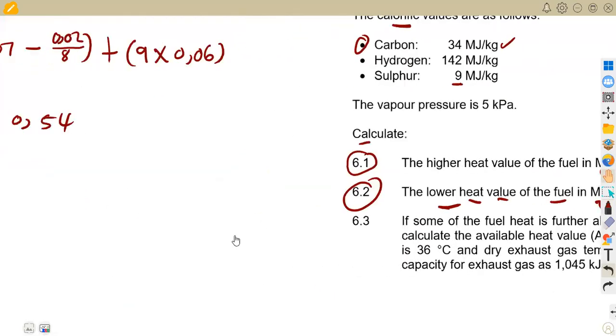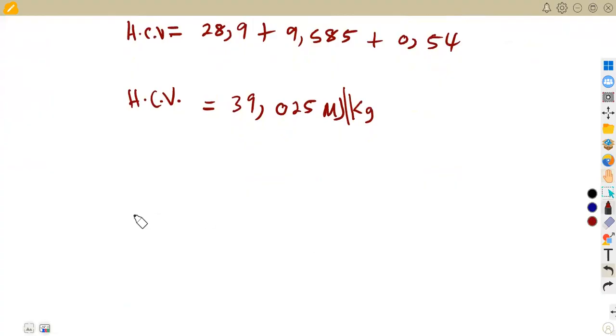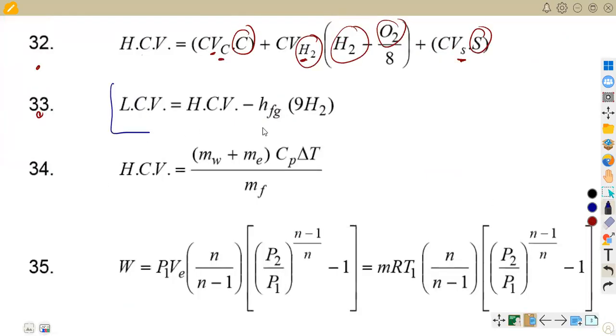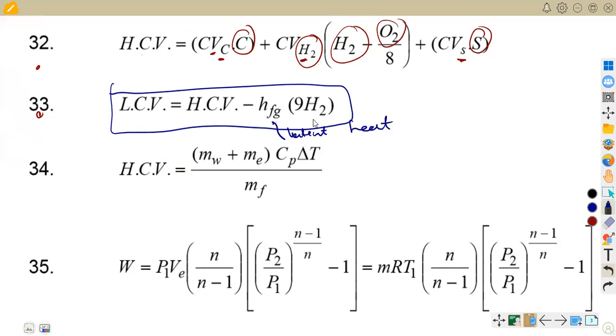So the lower heat value, as we saw, the lower calorific value, we also have the formula for this part, which is the lower calorific value or the lower heat value. This is given as the higher heat value minus HFG, which is the latent heat in this case, times 9H2, which is the hydrogen percentage. The higher heat value is the one that we got in megajoules per kg. So your latent heat must also be converted to megajoules per kg, all right?